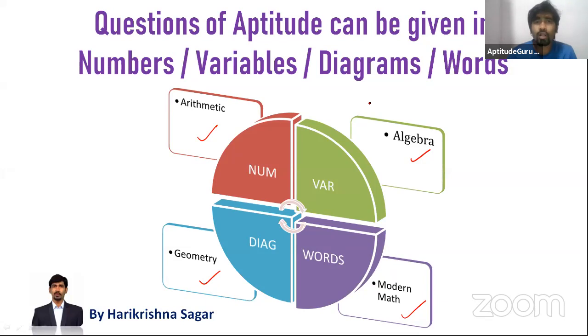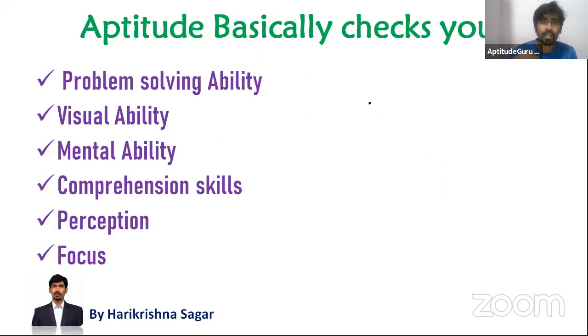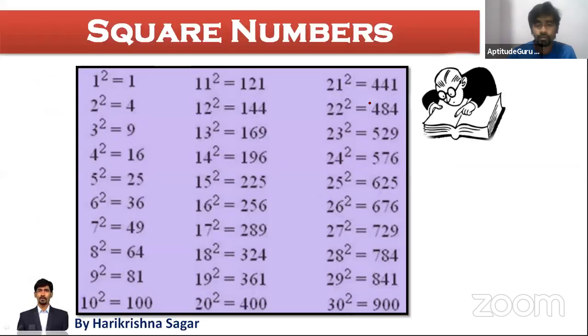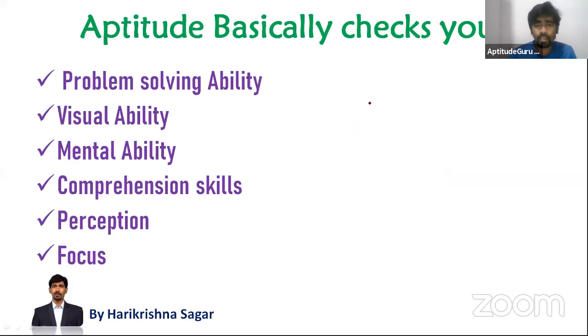So aptitude is all about checking your common sense in 4 languages. Take any question from aptitude, there are only 4 ways to project the question: one is in numbers, the other is in variables, the other is diagrams, and the other is words. The basic skills expected from your end are problem solving ability, visual ability, mental ability, and comprehension skill. That means understanding level, perception, focus and concentration. These are the external skills or personality of the person that they check by conducting the aptitude. So this is what aptitude is.